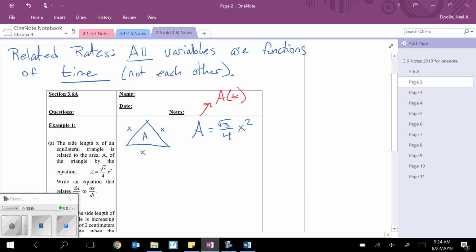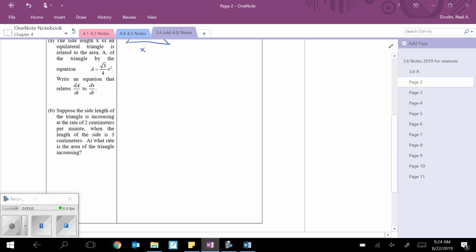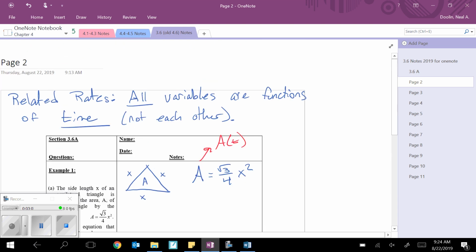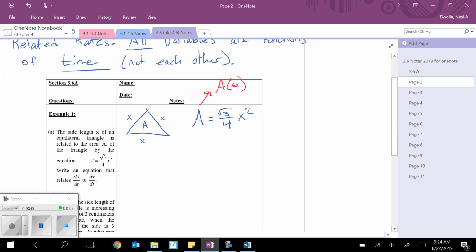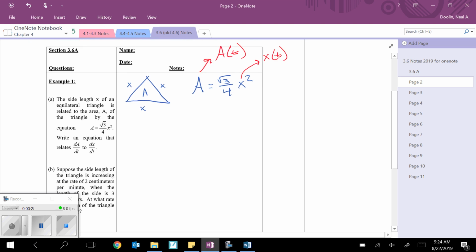If this annoys you, look ahead at question B, where I'm going to be asking you about how the triangle is getting bigger. We would also then assume that because the area is getting bigger with time, the side lengths would have to be getting bigger as time passes. So when you derive any sort of related rates equation, you're going to have to do so implicitly. So I'm going to derive both sides of this equation with respect to time.